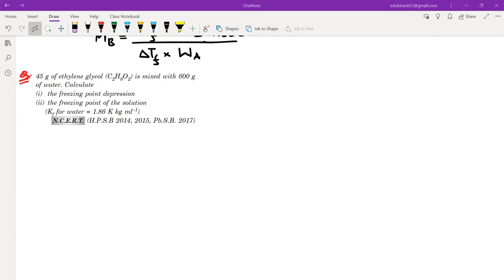What do you have to calculate? You have to calculate the delta TF. So for delta TF, you first of all calculate the molality. For molality, you have to find the number of moles. For the number of moles, you have to find the molar mass first of all. First thing will be to calculate the molar mass of C2H6O2. Then calculate the number of moles of ethylene glycol. After that, you will calculate the molality. First of all, calculate MB. Then you will calculate the number of moles. Then you will calculate the molality.